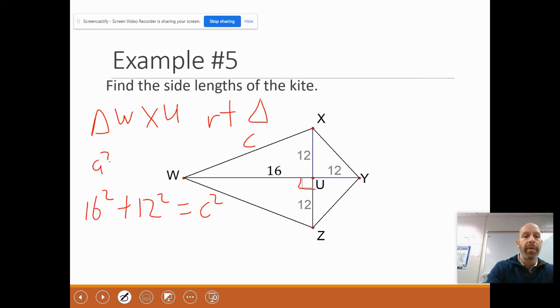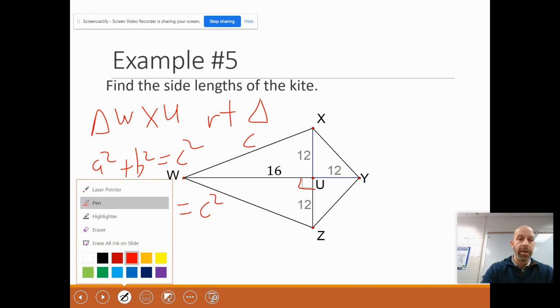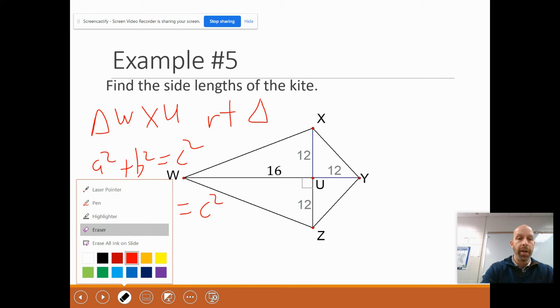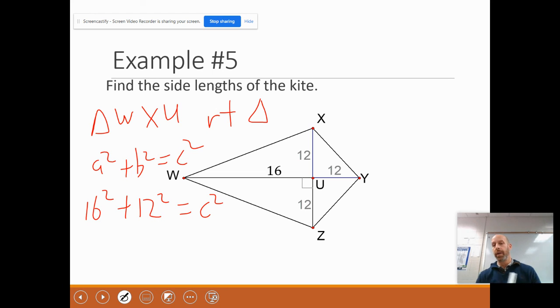You probably remember a very important theorem from Algebra 1. You maybe even knew it before that, called the Pythagorean theorem. That's what I'm using here. I'm using the Pythagorean theorem to find this side length. And so let's go ahead and do that. I'm going to erase my little C right there.